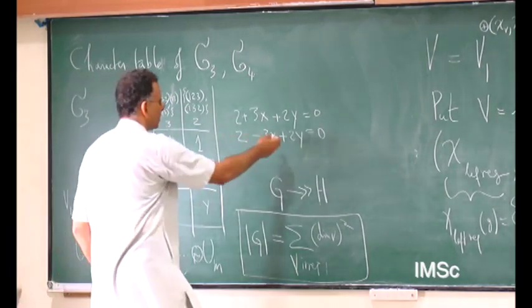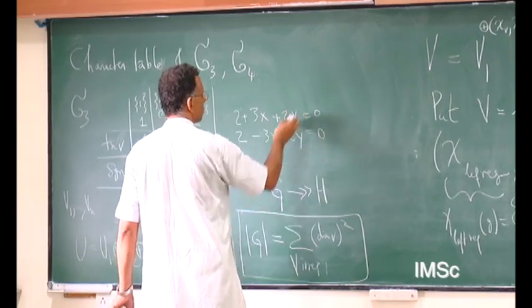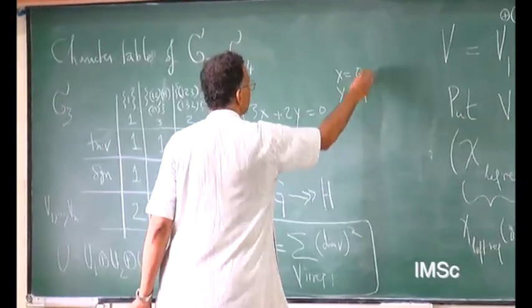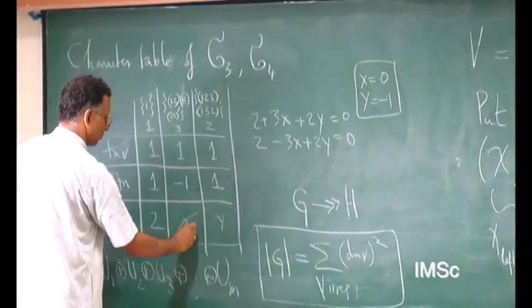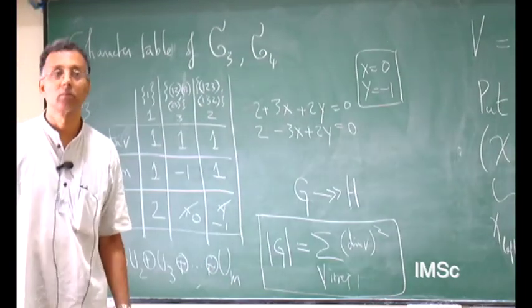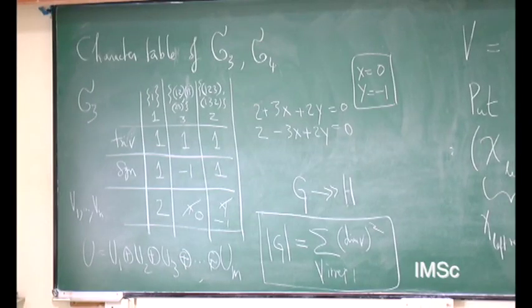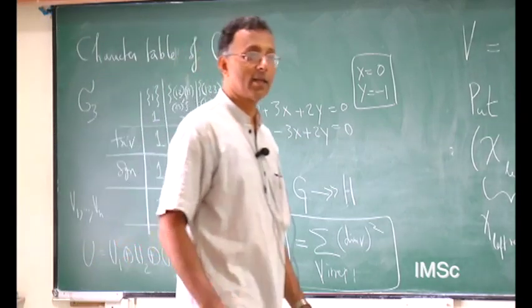Okay, so what do you get? Clearly, if I subtract, I get 6x equal to 0, x equal to 0, y is equal to minus 1. You can just solve it like that. It must be like that. Okay? Now the question is, how do you find such a representation?